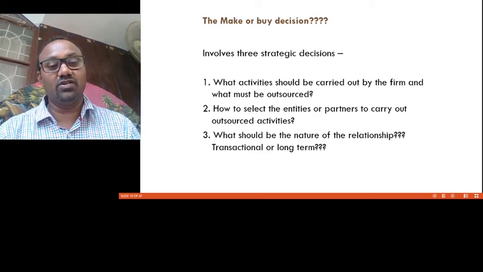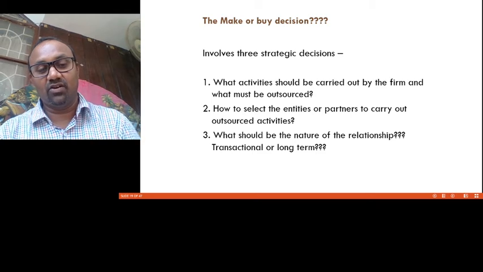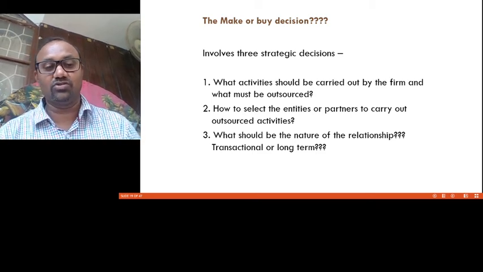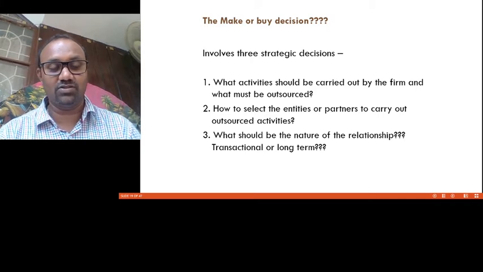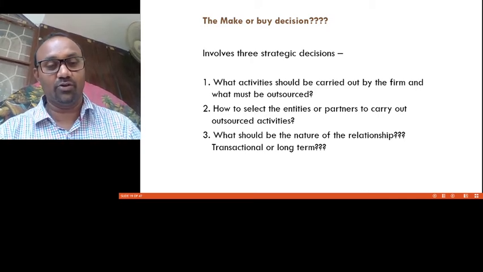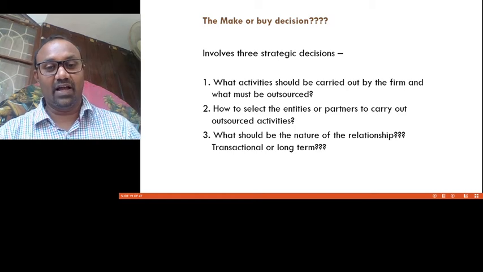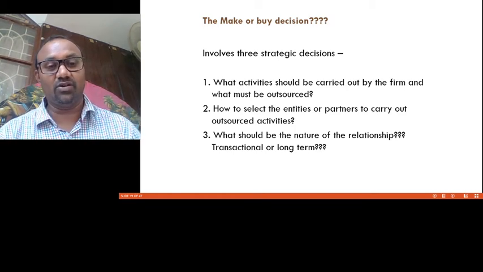So what is critical and crucial is what you retain, and what is not critical and crucial is what you can outsource to other third party vendors or other outsourcing partners who are willing to do business with your firm. Secondly, how to select the entities or partners to carry out outsourced activities.